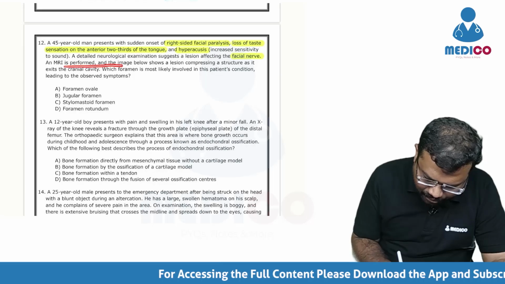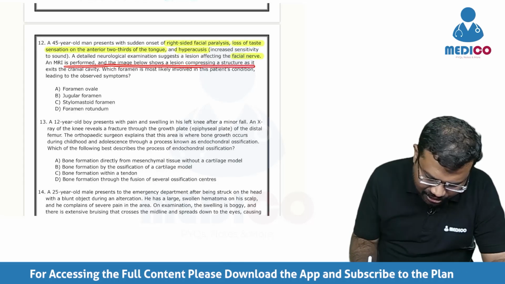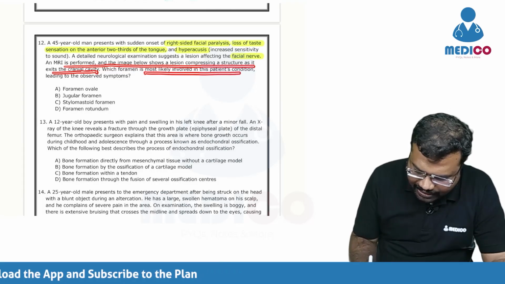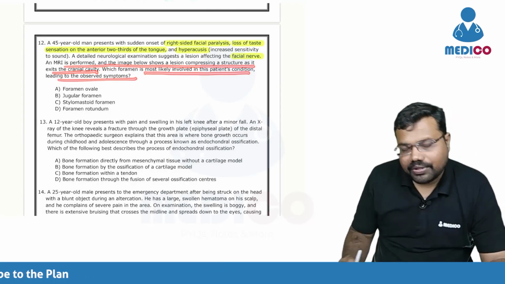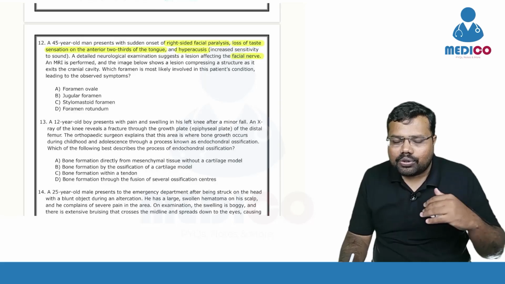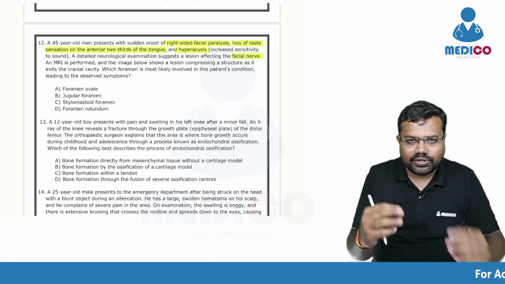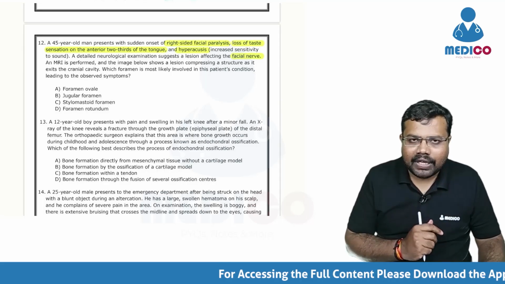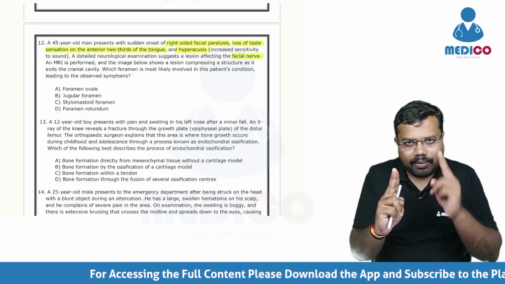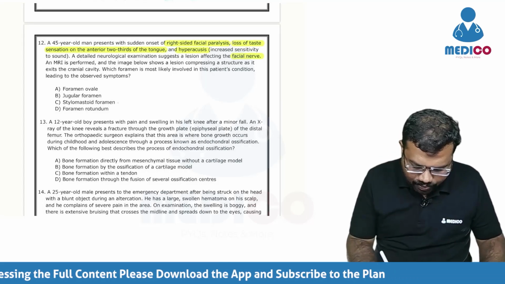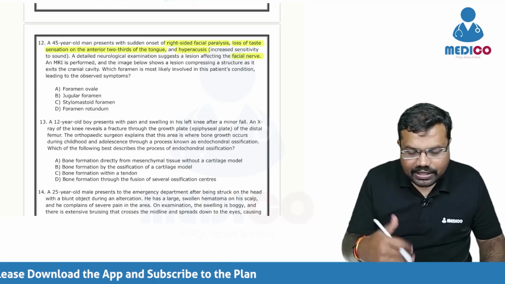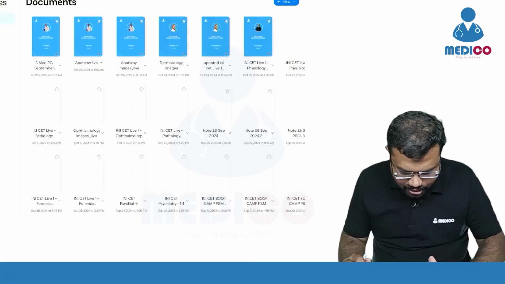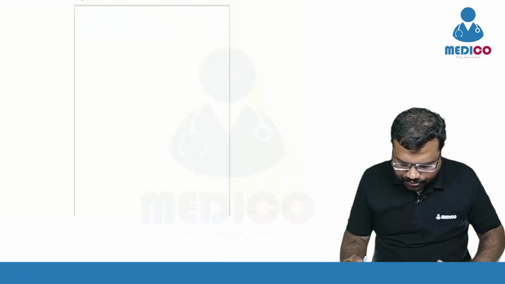And an MRI is performed, and the image shows a lesion compressing the structure as it exits the cranial cavity. Which foramen is likely involved to produce these symptoms? See, the facial nerve actually comes out between the styloid process and the mastoid process. And the foramen between these two is called the stylomastoid foramen. As the foramen is present between styloid and mastoid, it's called the stylomastoid foramen. So obviously it will be the stylomastoid foramen. But why these features are present, we also have to discuss. So going to the workbook section.